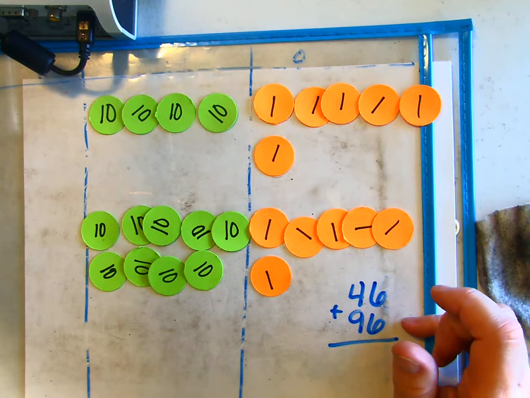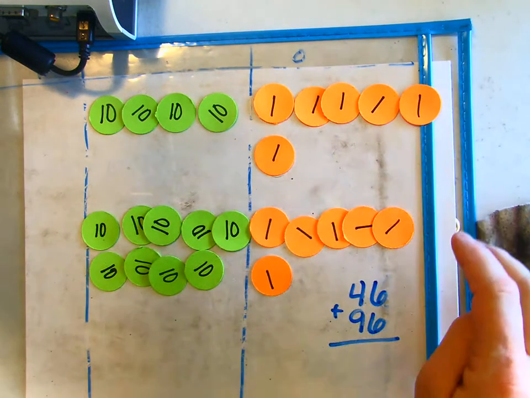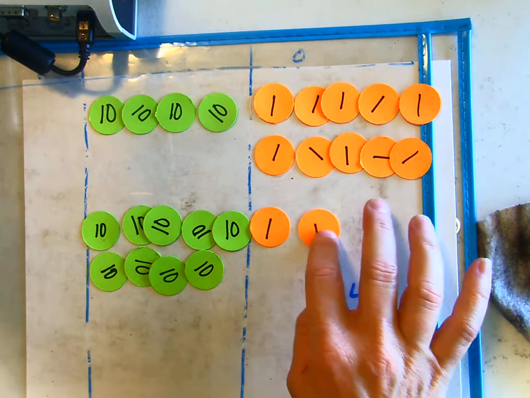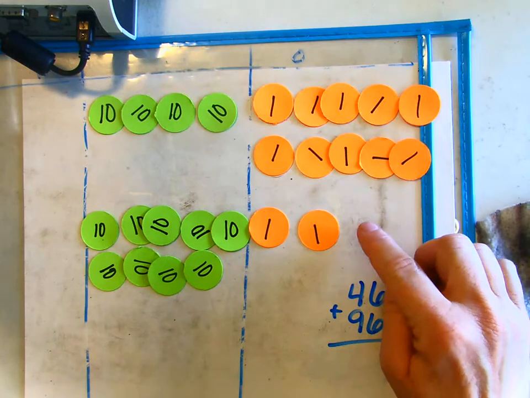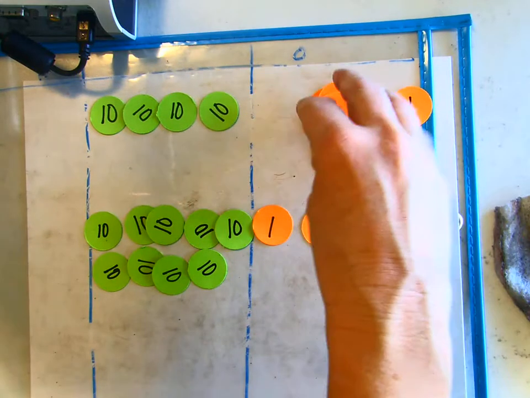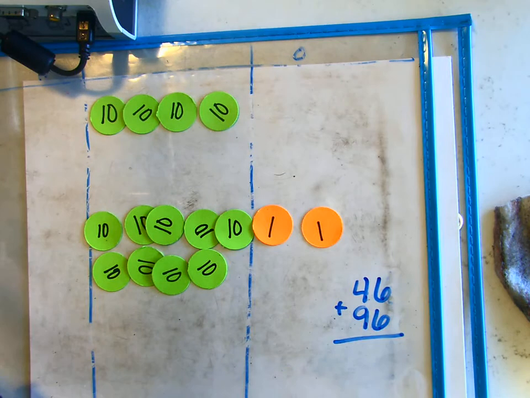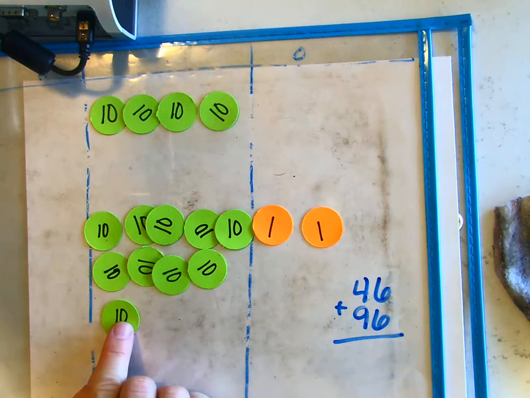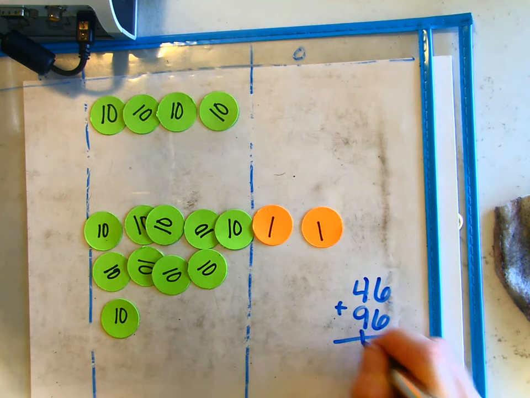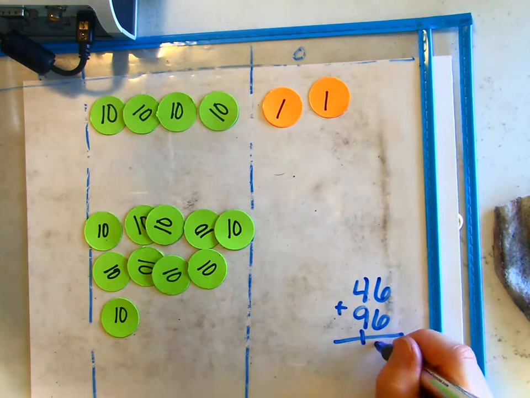If you know your doubles, you already know what 6 plus 6 is, but we can compose a group of 10. 6 needs 4 more. 6 plus 6 is 10, 2, or 12. So we're going to compose the group of 10 ones and move a 10 over here. I'm going to write that as 1 ten that I put below, and then 2 ones that are left behind.